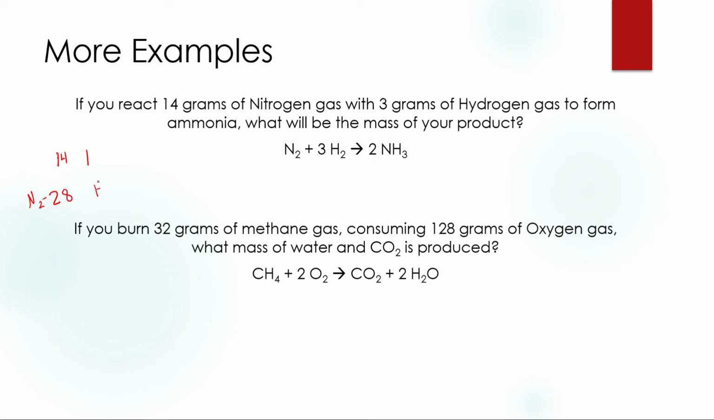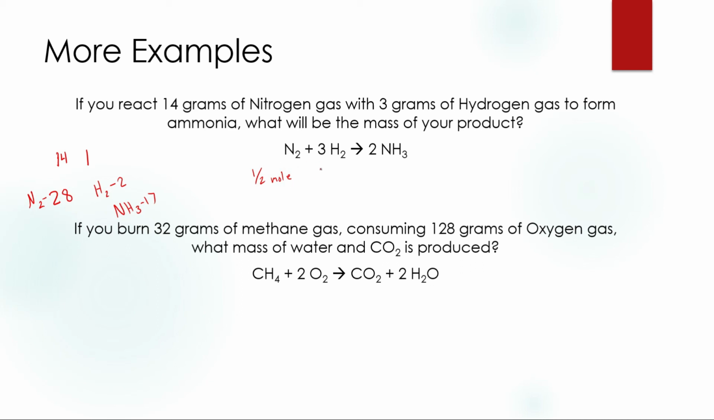The molar mass of H2 is going to be 2 grams. And the molar mass of NH3 is going to be 17 grams. Now, in this case, we have 14 total grams of nitrogen gas, which is 1/2 of the molar mass, which means we have half a mole of nitrogen.